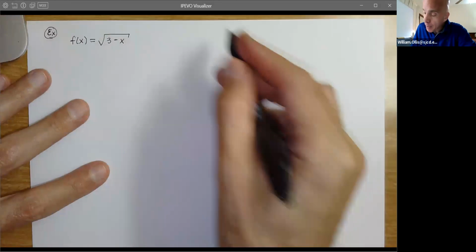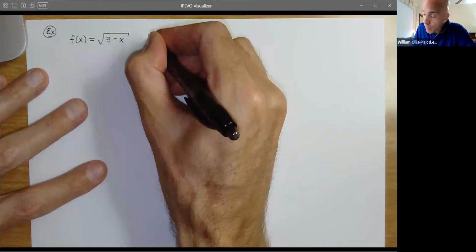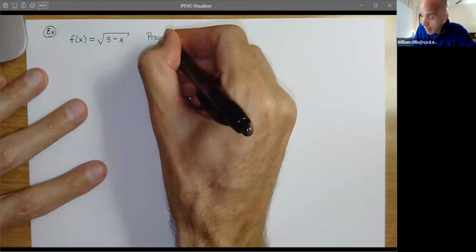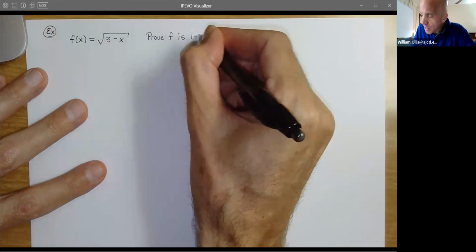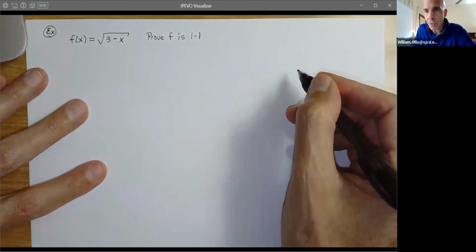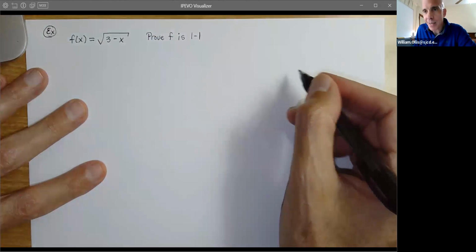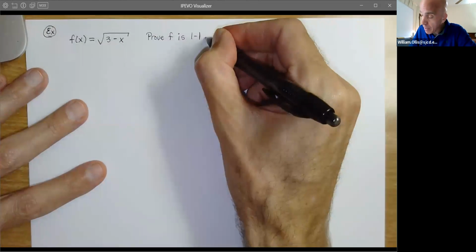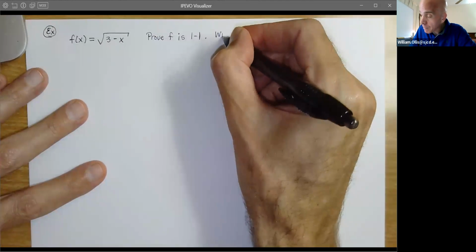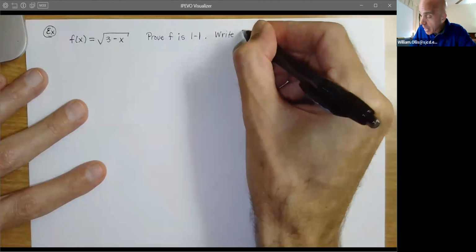So we can say, prove F is 1-to-1. Now I'm going to get lazy and I'm just going to say 1-1. You can write it out in the letters, but that's too much. Prove F is 1-to-1 and then write F inverse.